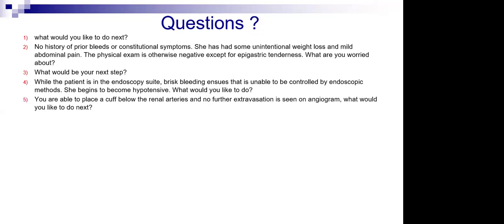Okay, you are able to place a cuff below the inner artery and no further extravasation is seen on angiogram. What do you do next now? Then stabilize the patient, give blood products, and start PPI infusion. Then plan for a definitive surgery with the general surgery team.